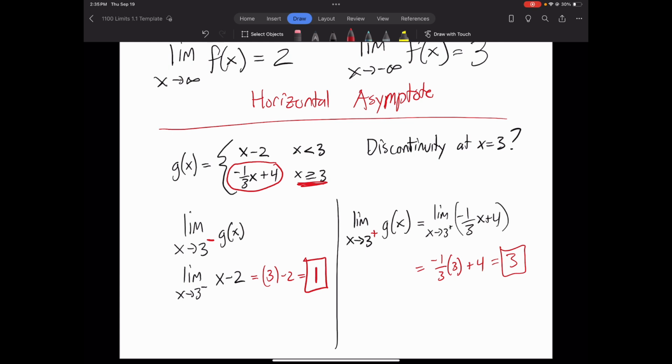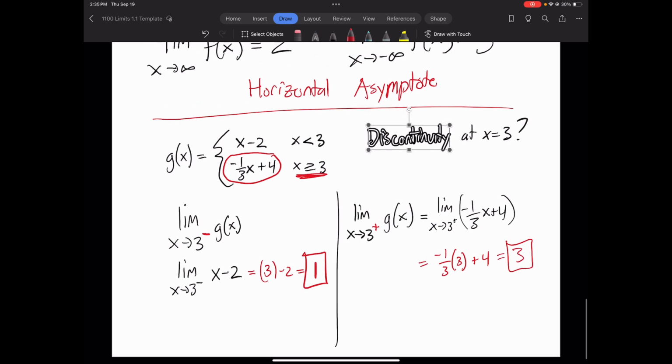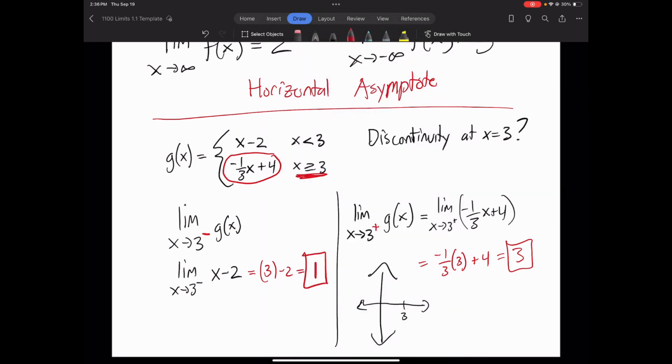What does this tell me? Let me actually draw a picture of this so we can visualize it. This means if I approach from the left, my function is approaching 1. But if I approach from the right, my function is approaching 3. Is my function continuous? No, because the rules don't connect at x equals 3. What type of discontinuity is this? This is a jump discontinuity. So it's not continuous, and this is what we'd call a jump discontinuity.